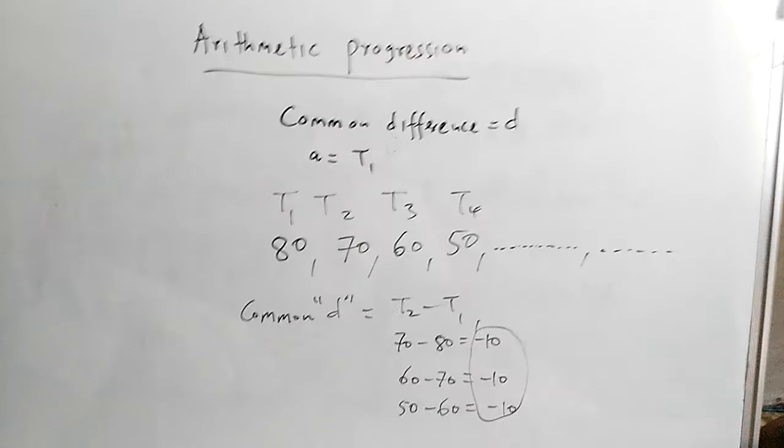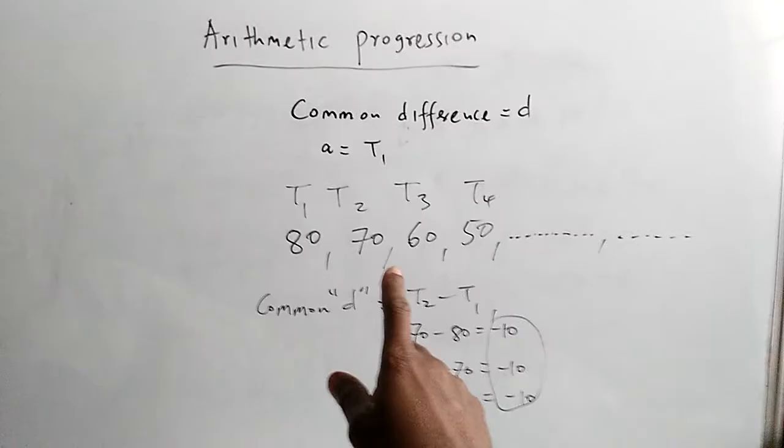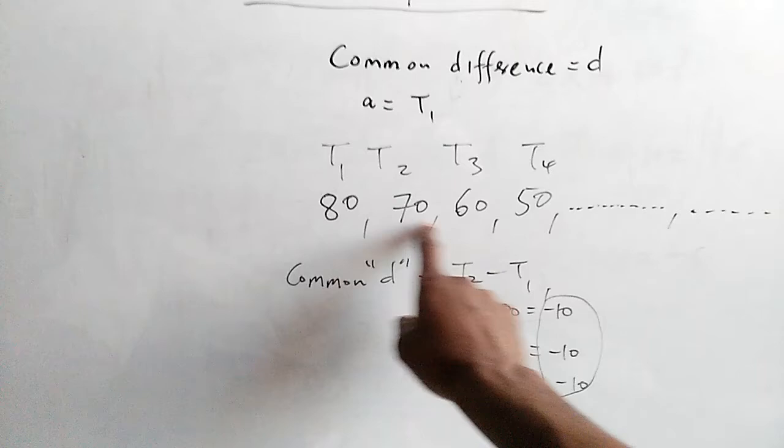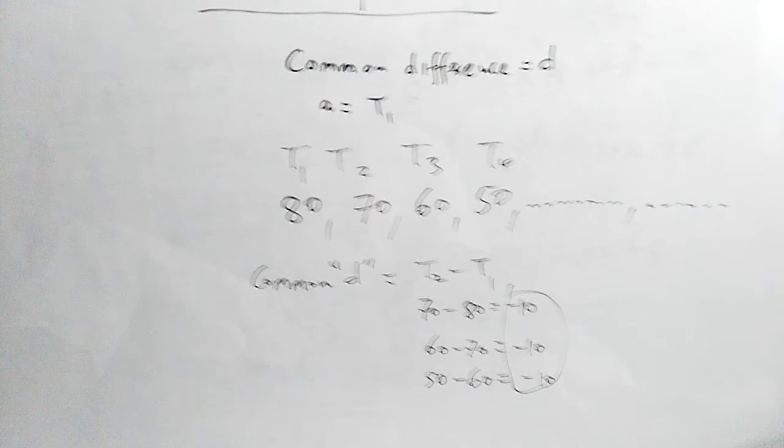That's why I needed to clarify that the common difference will always be such that when numbers are arranged in ascending order, you have a positive. In descending order, meaning they are reducing, we'll have a negative.